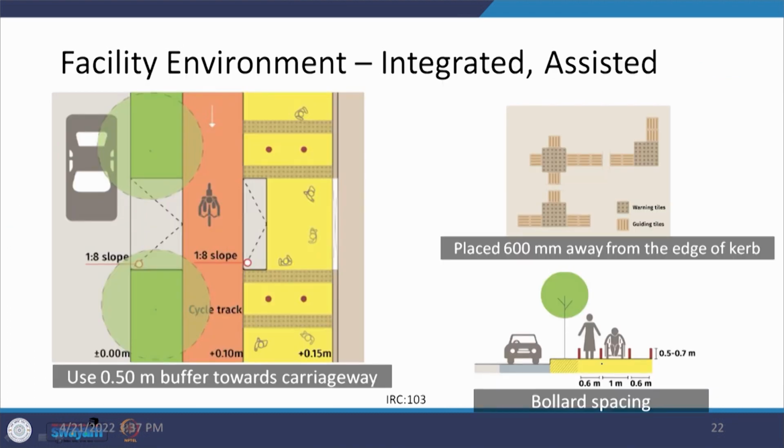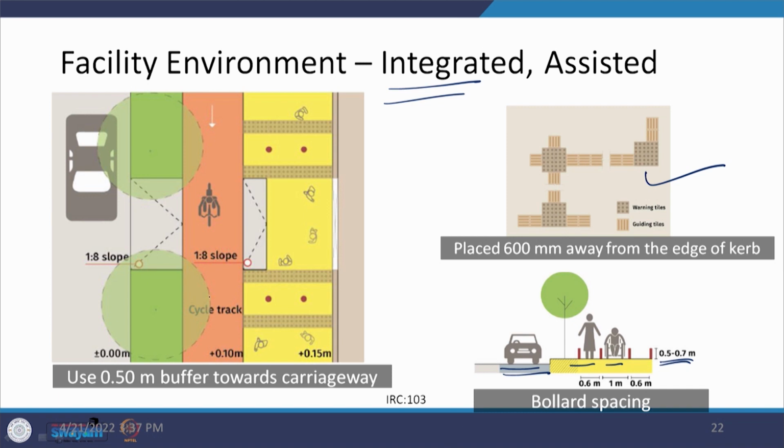This is an integrated and assisted system in terms of the way the warning tiles or the guiding tiles are provided, so as to define in which direction people should move, and they are usually placed 600 mm away from the edge of the curb. Here different types of users are there, so the spacing of bollards needs to be taken care of. This is a parking area on this side, and the height of these bollards can be 0.5 to 0.7 meters above the surface of the footpath.